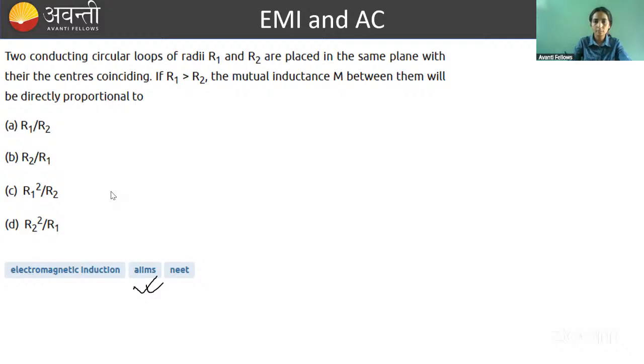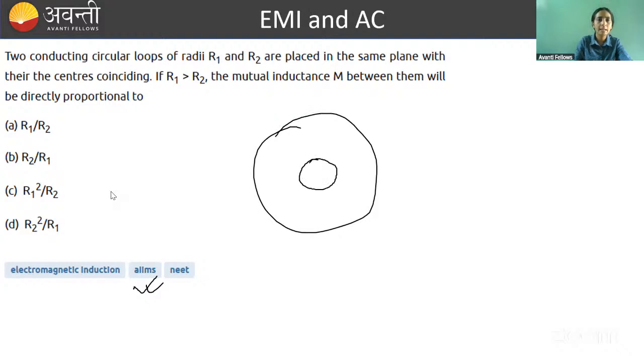And okay, I didn't launch the poll actually. Sorry. So here what the question is: two conducting circular loops of radius R1 and R2 such that R1 is greater than R2. The mutual inductance M between them will be directly proportional to what? Whenever such questions come, it may be for circular loops, you may be asked.